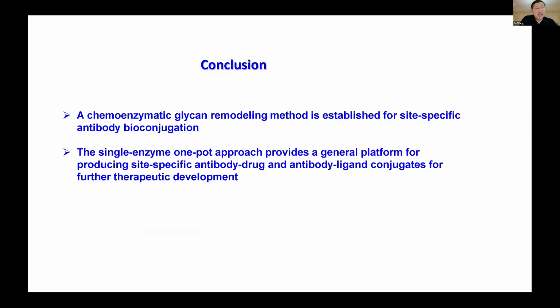So in conclusion, we developed the chemoenzymatic glycan remodeling method for site-specific antibody-drug conjugates, and the single enzyme one-pot approach provides a general platform for producing site-specific antibody-drug and antibody-ligand conjugates for further therapeutic development. Okay.